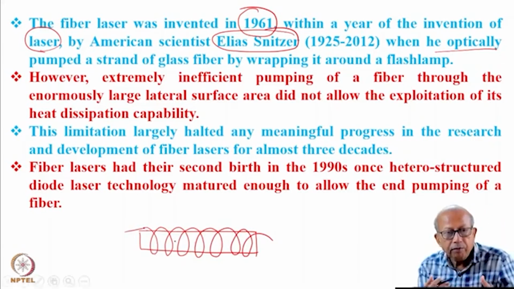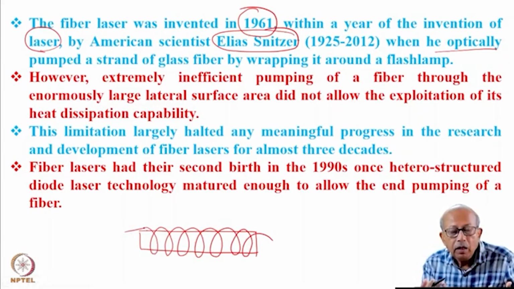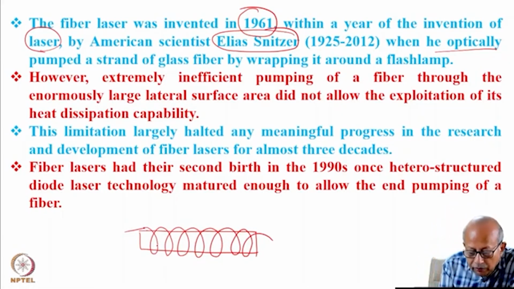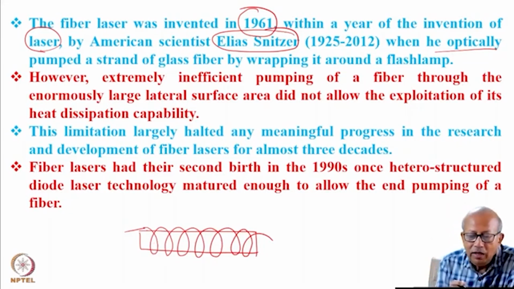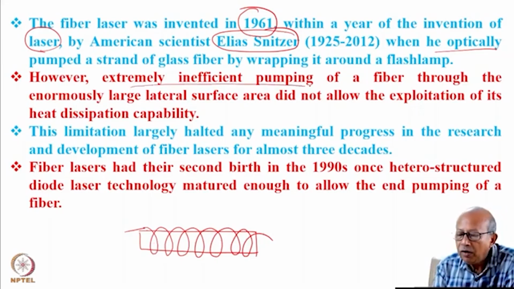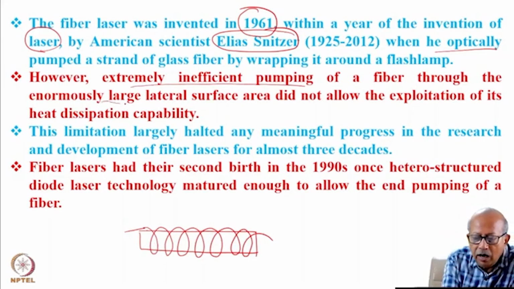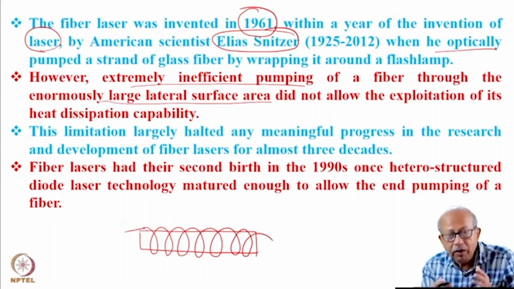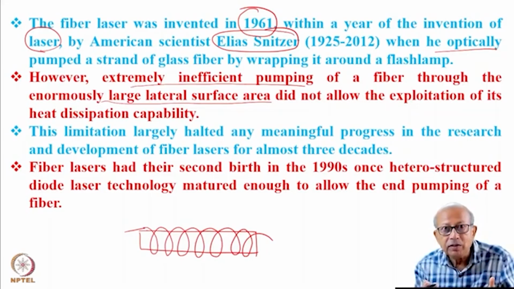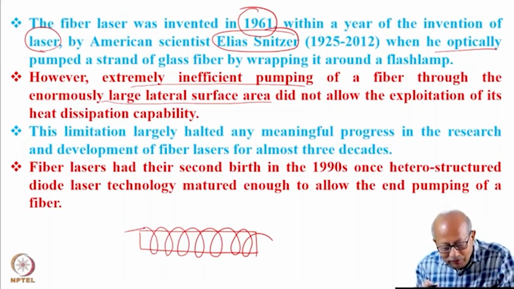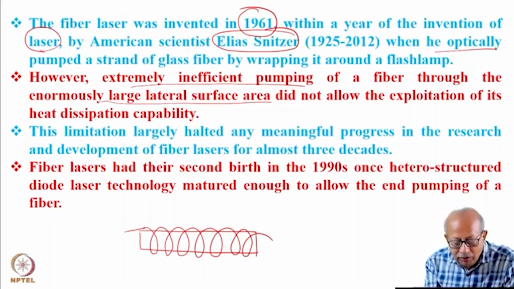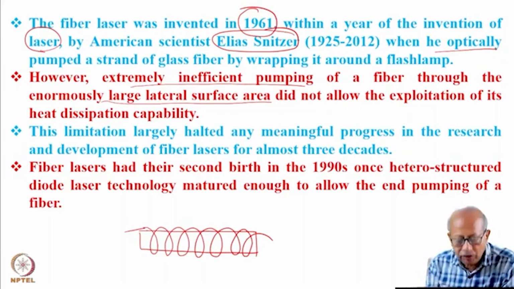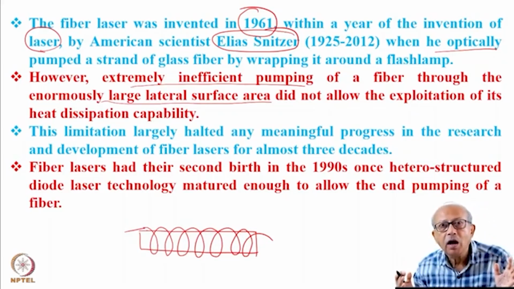So as the flash lamp emits light, it will actually enter this fiber through its side. However, this is extremely inefficient pumping of a fiber through this enormously large lateral surface area. Its surface area is extremely high because deliberately we have increased the surface area to increase its heat dissipation capability. But this poses a problem because side pumping becomes very inefficient because its surface area is so enormously large.